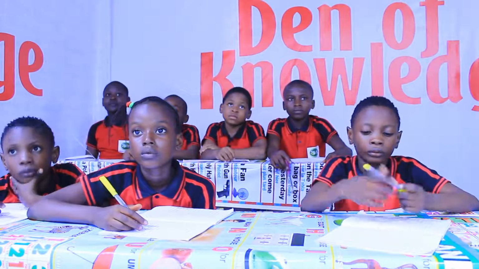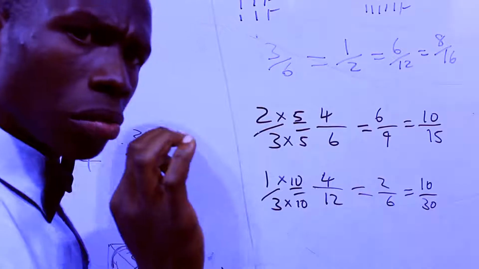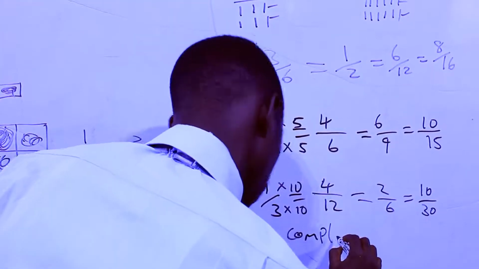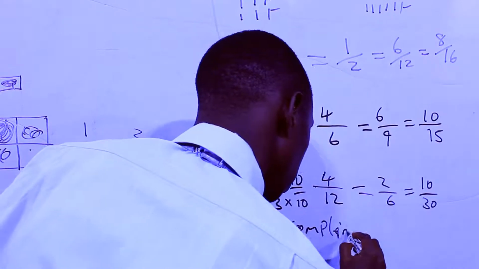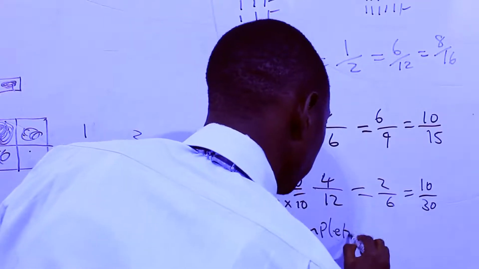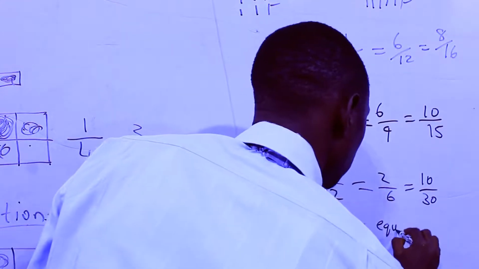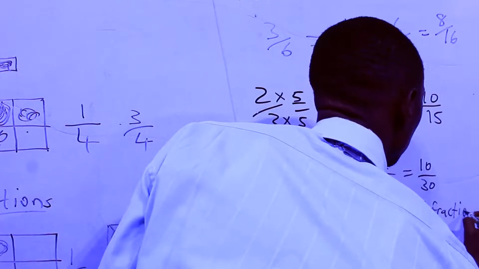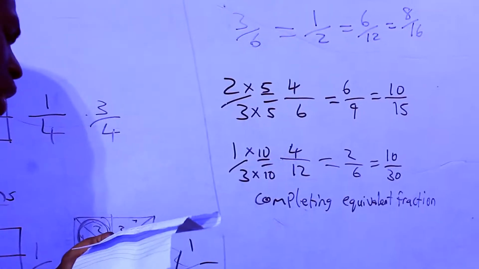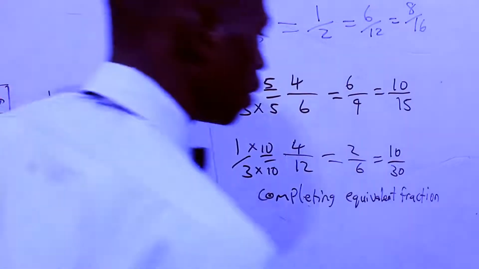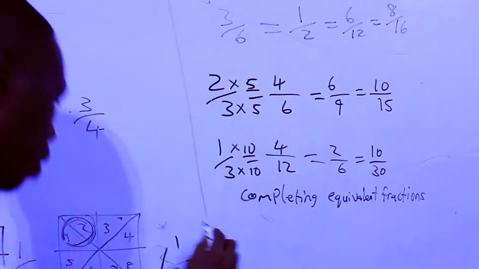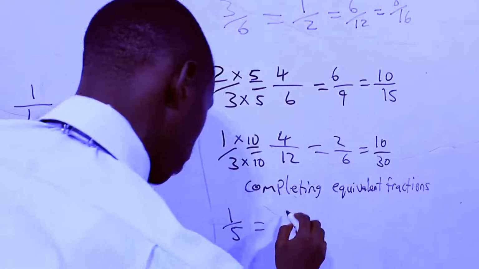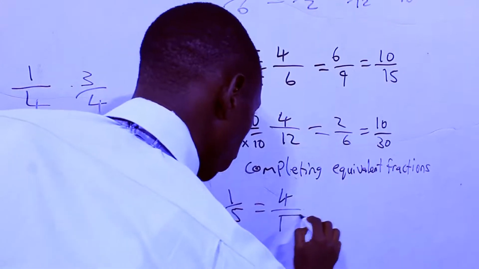If you are told not to form, but to complete the equivalent fraction. Completing equivalent fractions. How are we going to complete these equivalent fractions? Now I have 1 over 5. How can I complete it? I have another one, 4 over, we don't know.